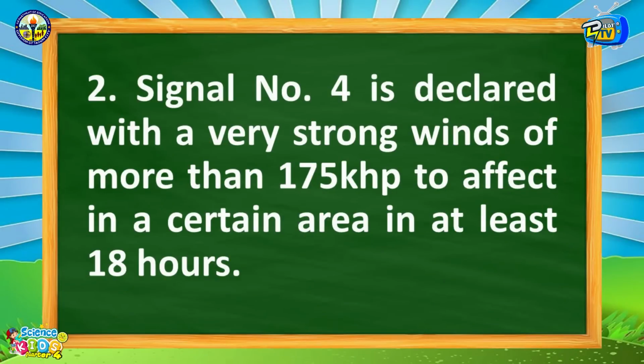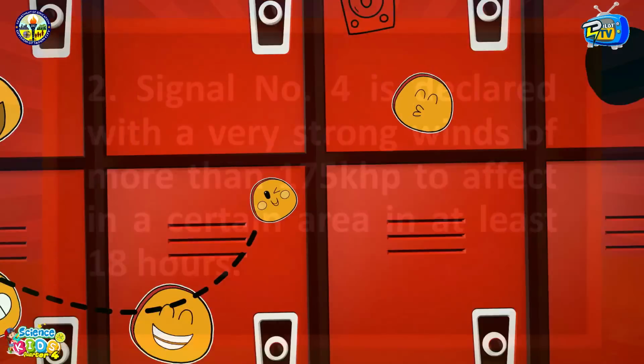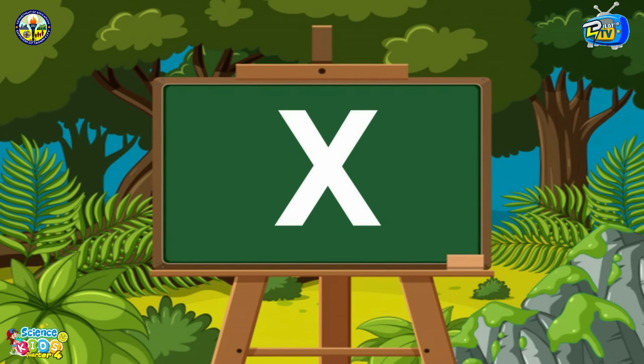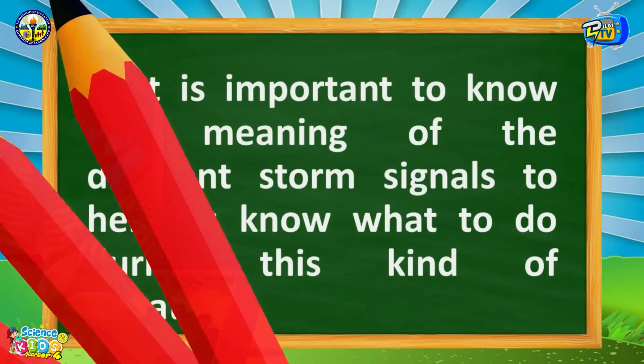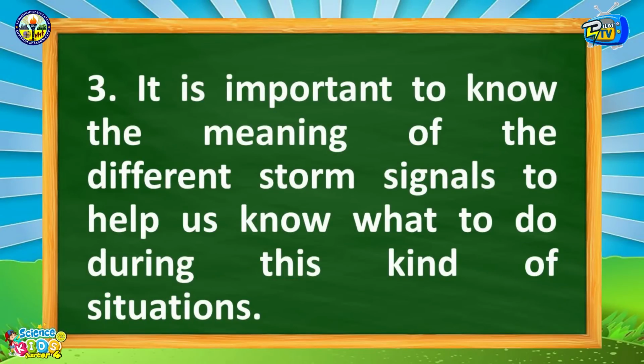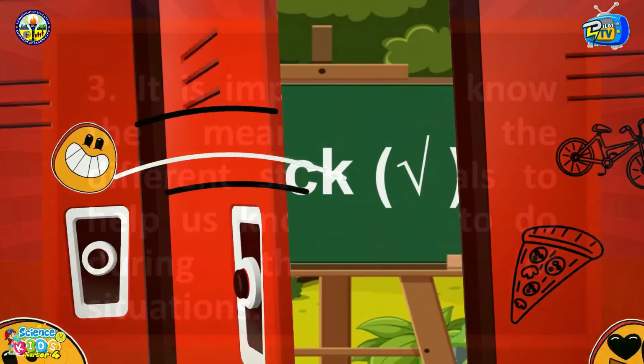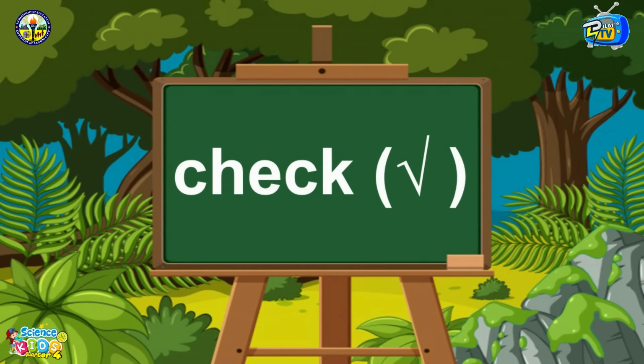Number 2. Signal number 4 is declared with very strong winds of more than 175 km per hour to affect a certain area in at least 18 hours. What is your answer? If it is an X, then you got it right. Number 3. It is important to know the meaning of the different storm signals to help us know what to do during this kind of situations. What is your answer? If it is a check, then you are correct.